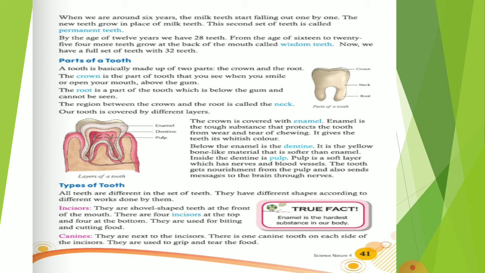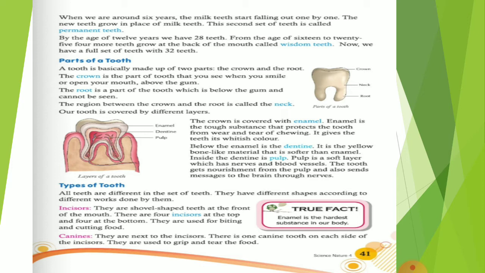The crown is the part of the tooth that you see when you smile or open your mouth, above the gum. The root is the part of the tooth which is below the gum and cannot be seen. The region between the crown and the root is called the neck. Our tooth is covered by different layers. The crown is covered with enamel. Enamel is the tough substance that protects the tooth from wear and tear of chewing. It gives the teeth their whitish color.